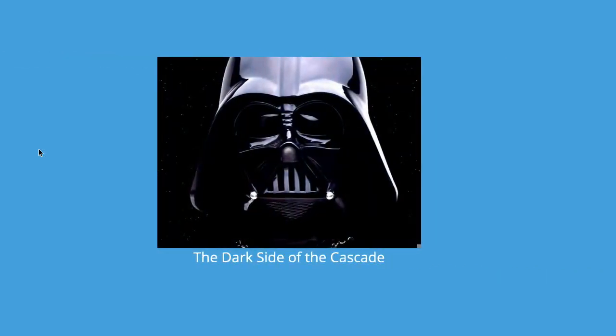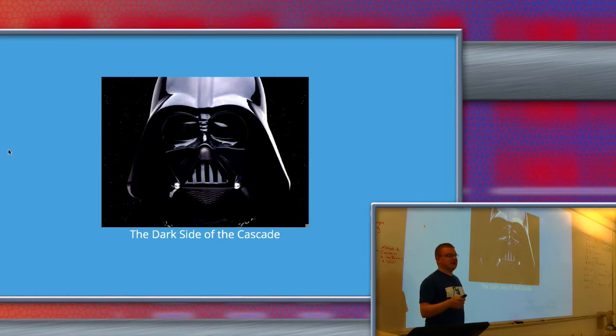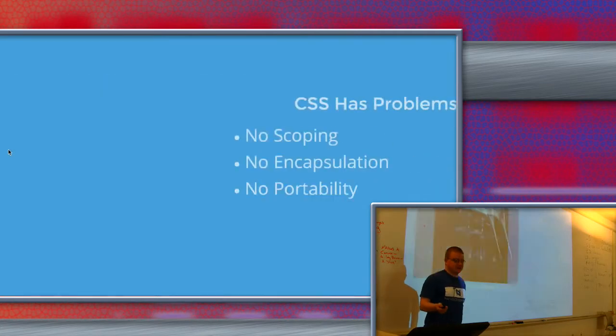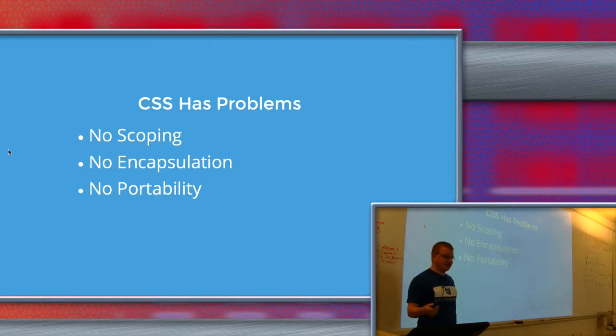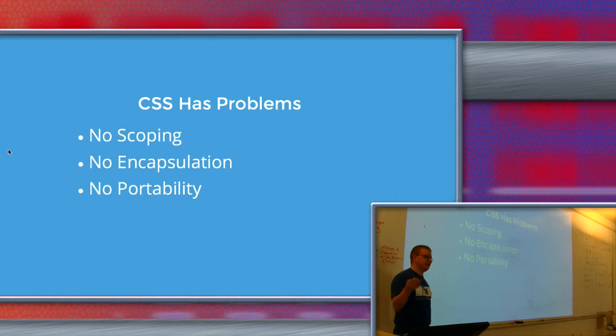All right, so the dark side of the cascade. CSS is great, and it gives us this power for building out very styled websites, sites that didn't exist before CSS. But there are problems with it. There's no scoping in CSS. There's no encapsulation. Scoping and encapsulation is different. They're very related, but they're different, so I just want to keep that in mind.